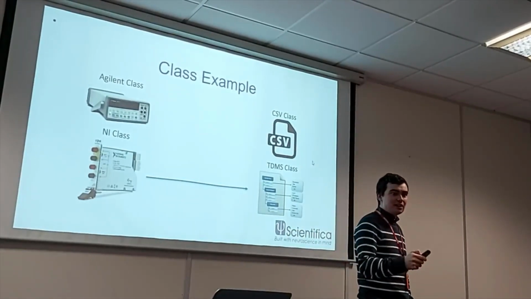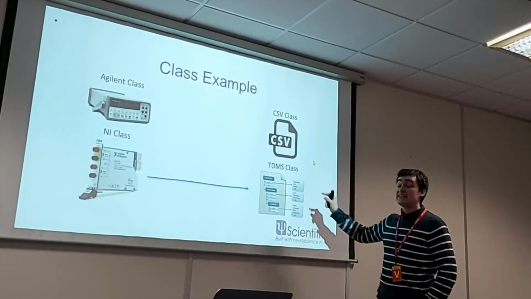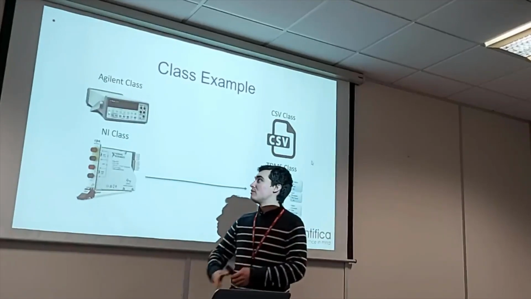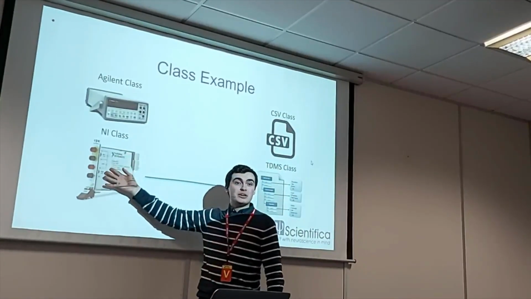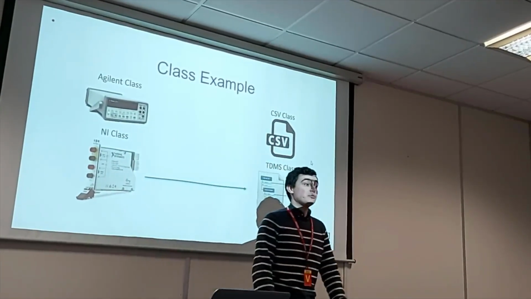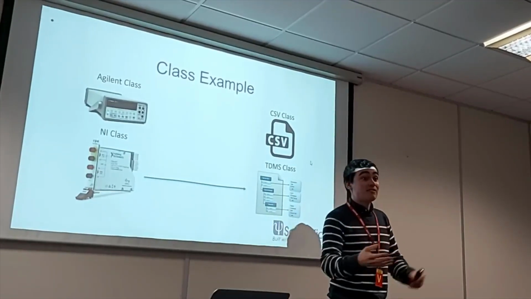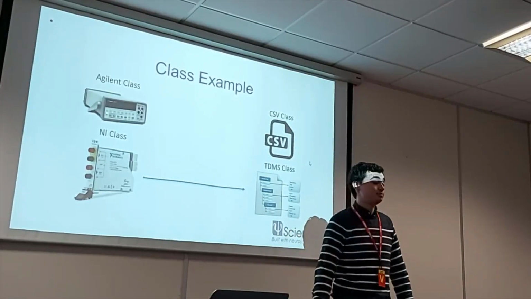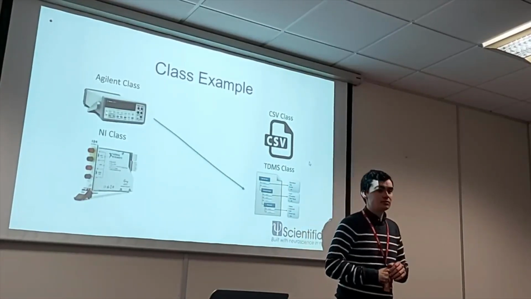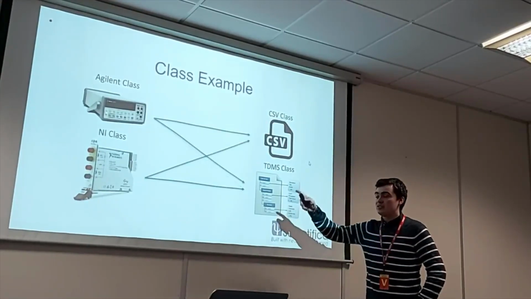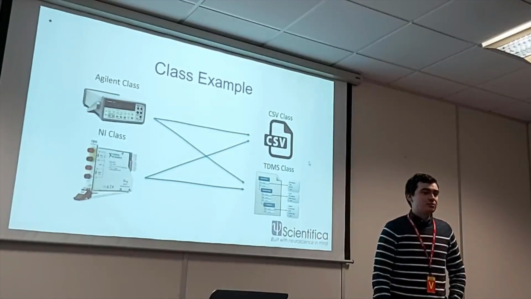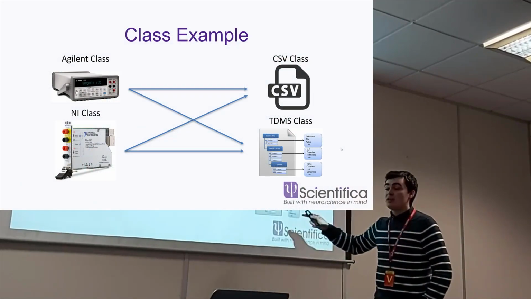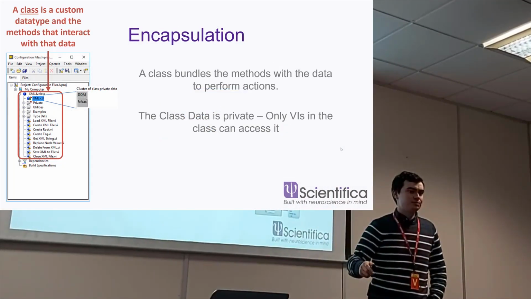And now you have a customer who wants to use either a CSV file or a TDMS file, and they don't really know whether they're going to use an Agilent piece of equipment or an NI piece of equipment. Perhaps they don't have any equipment yet, and they need a simulated piece of equipment. So we want to have any combination of these. Object-oriented programming allows us to implement these different combinations.